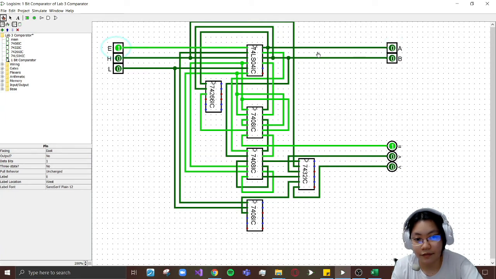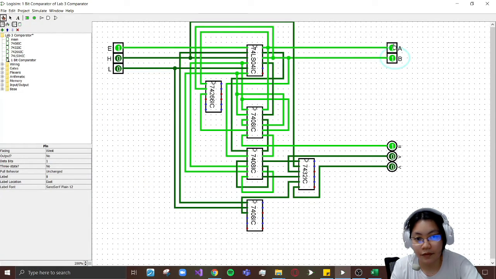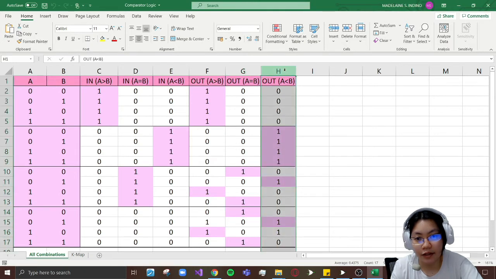Equal, A and B are both turned off, it's turned on here. A and B are both turned on, and it's turned on here. How about in the case where no input signal is present? So it is still an equal output. Both are turned off, it is still an equal output. So that's correct. How about in the case where A is less than B?